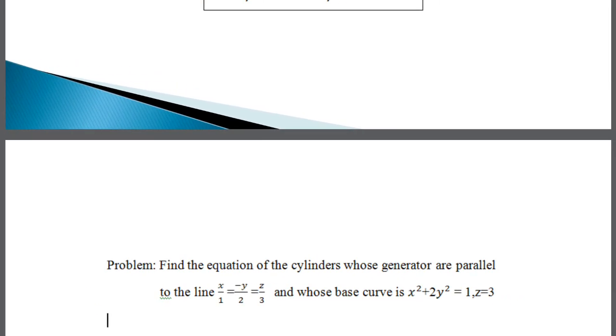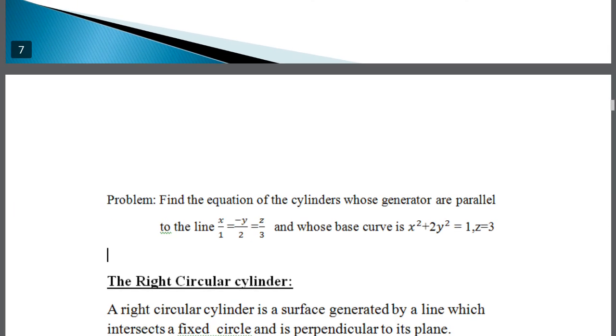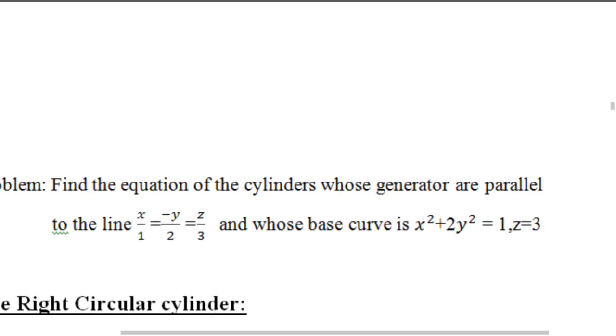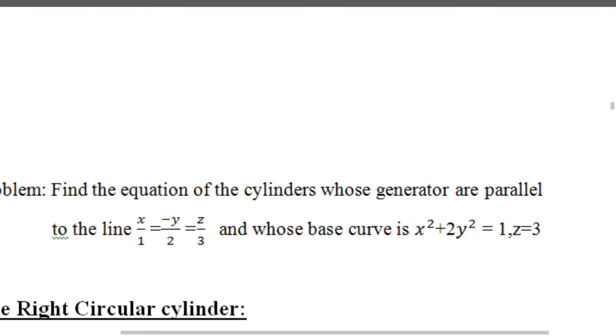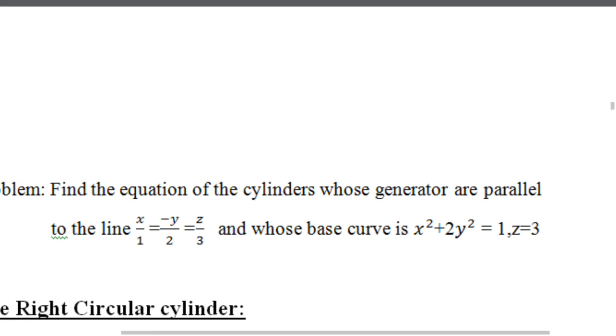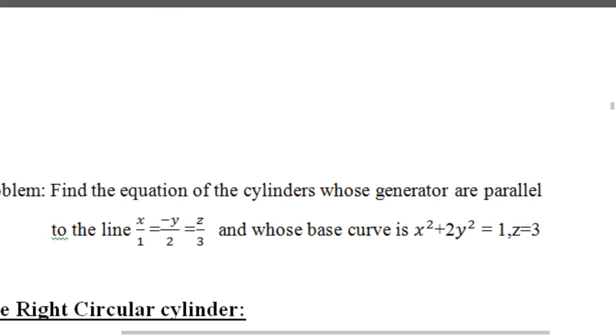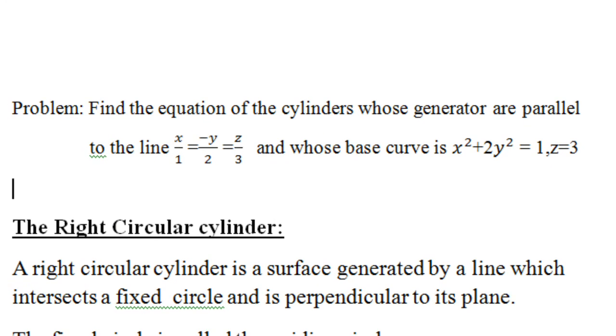Now, with the same model, there is one more problem you can practice yourself. Find the equation of the cylinder whose generators are parallel to the line x by 1 is equal to minus y by 2 is equal to z by 3, and whose base curve is x square plus 2y square is equal to 1, comma, z is equal to 3. I hope you can practice this model.